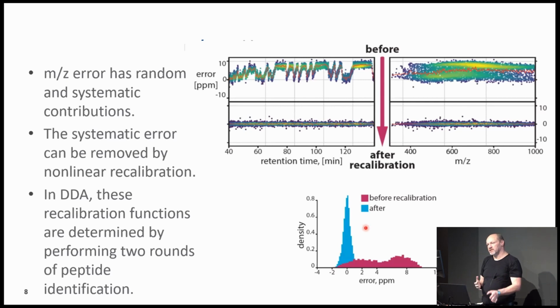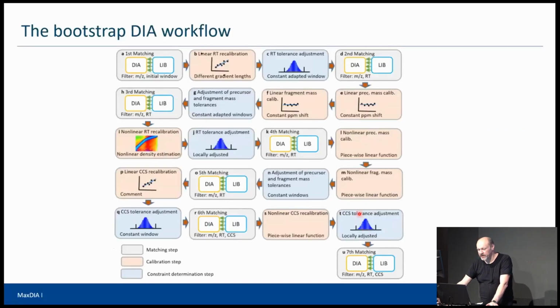I mean, the main reason is that you don't really have the concept of a search engine that you could just run multiple times in DIA. So we have to do it a little bit differently. And so what we do there, we call the bootstrap DIA workflow for recalibration of data. And so this works like this. You see, it's actually a lengthy chain of algorithmic steps that are applied to the data.